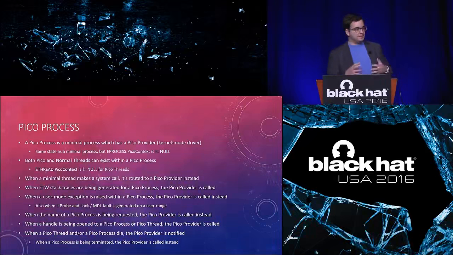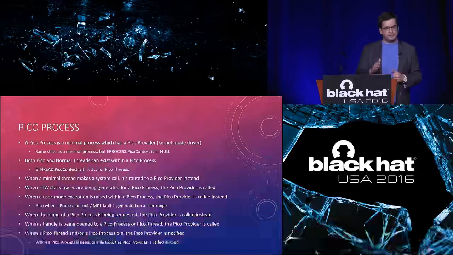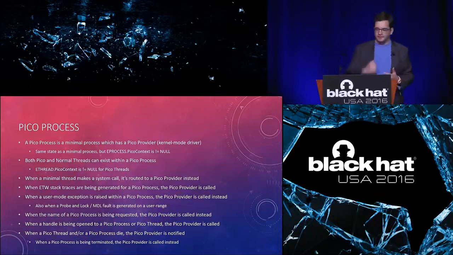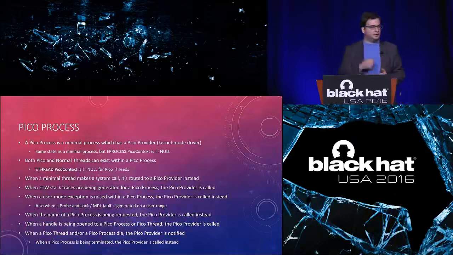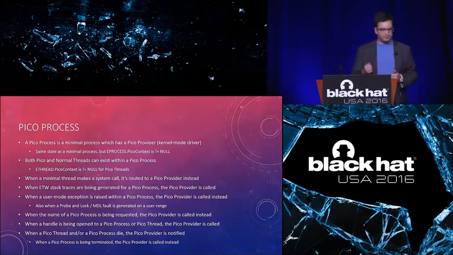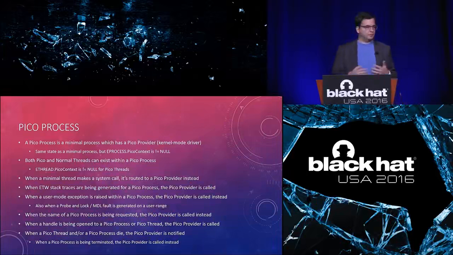So what does it mean to be a Pico process or a Pico thread? Well, for example, if you make a system call, you're going to be rerouted to a Pico provider. If someone wants a stack trace, it gets rerouted to the Pico provider. If you get an exception or a page fault, it gets rerouted to a Pico provider. If someone wants to know what the name of the process is, you guessed it, rerouted to the Pico provider. If someone tries to open a handle to this process or the thread, the Pico provider says yes or no. And finally, when a Pico process dies or a Pico thread dies, once again, the Pico provider is notified.